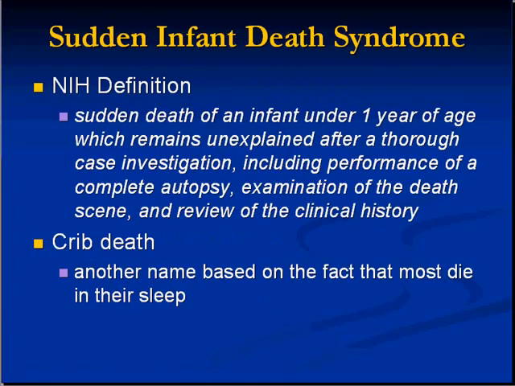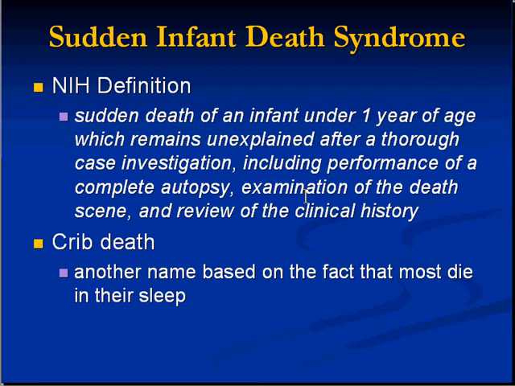The NIH definition of SIDS, sudden infant death syndrome, is a sudden death of an infant under age 1, which remains unexplained after a thorough case investigation, including performance of a complete autopsy, examination of the death scene, including police, and a review of clinical history. So, as you can see, because of that definition, it's basically a diagnosis of exclusion in which there are no anatomic findings. If you found anatomic findings, you can actually diagnose the disease.